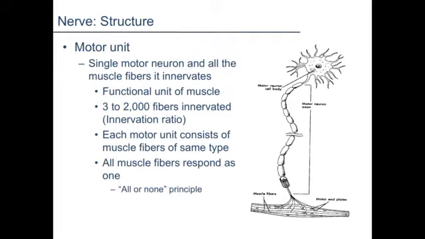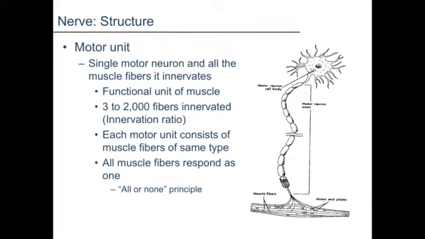The motor unit is the smallest functional unit of the muscle. The motor unit consists of a motor neuron and all the muscle fibers that it innervates. All of the muscle fibers in a motor unit are the same muscle type. And when the signal is sent from the motor neuron, all of the muscle fibers in the motor unit contract together. This is what we call the all or none principle.